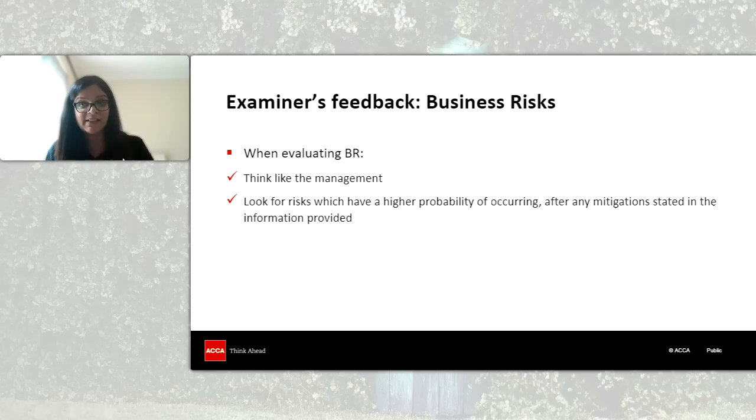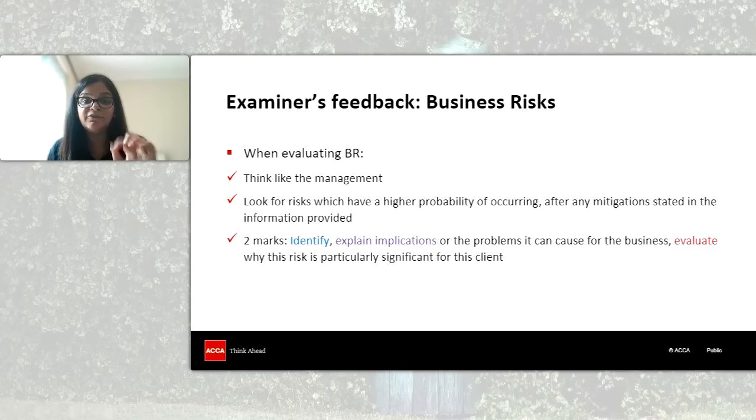So this is something that was highlighted in the examiner's report, that as you read through the question to pick up business risks, of course, think like the management because that's what BR is, but be alert to information that is more significant. Now, business risk is one of those rare topics in advanced audit and assurance where you get 2 marks per well-evaluated risk. And another gap in the understanding is, what do we mean by a well-evaluated risk?